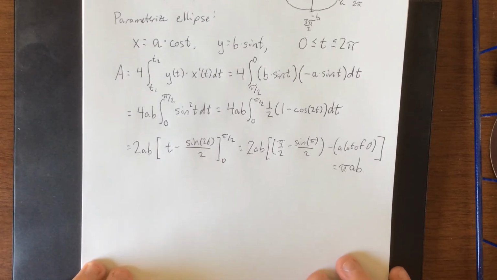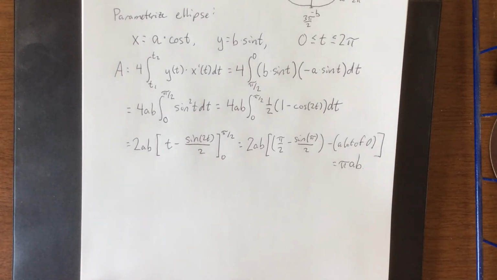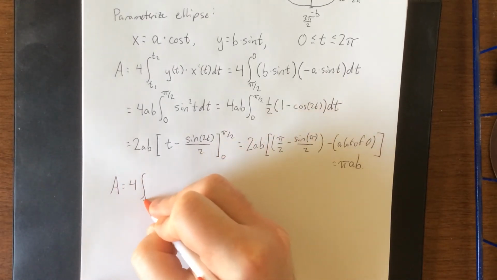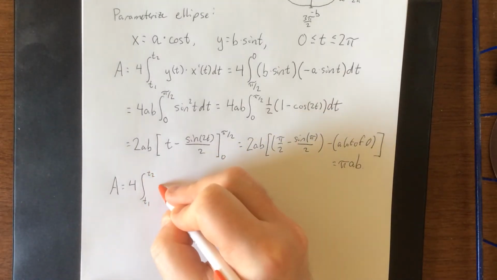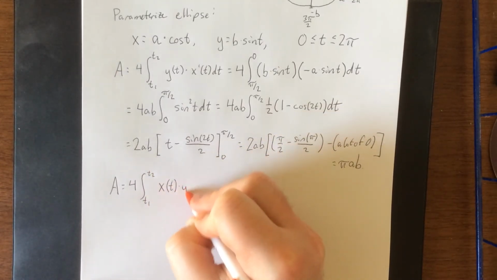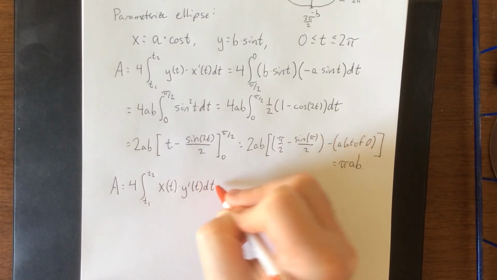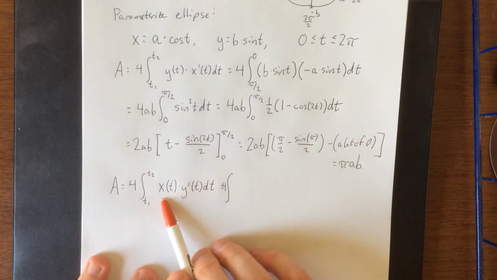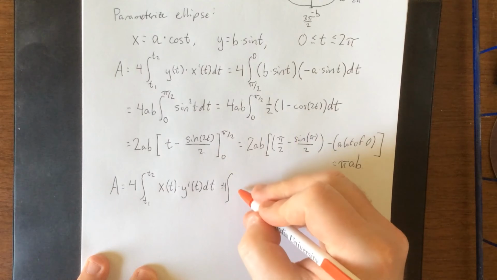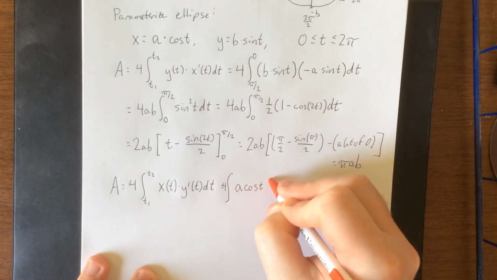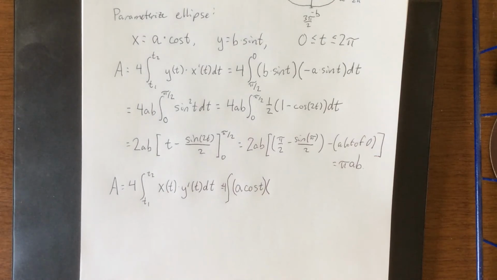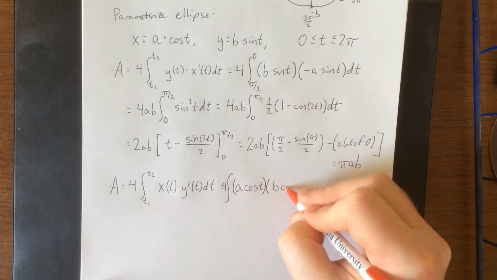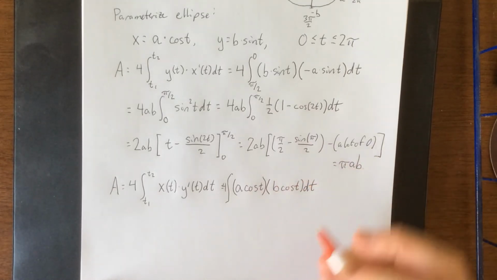Now, in the event that I wanted to treat this as though x were a function of y, then we could also say that the area is 4 times the integral from t1 to t2 of, this time, x of t times y prime of t times dt. Now with that in mind, x of t was equal to a times the cosine of t. And y prime of t would be the derivative of b times the sine of t. That would be b times the cosine of t times dt.